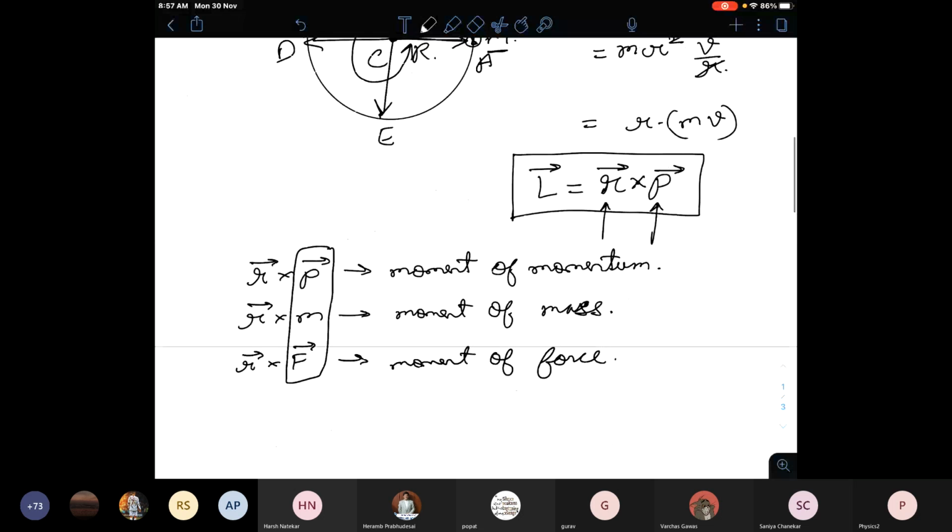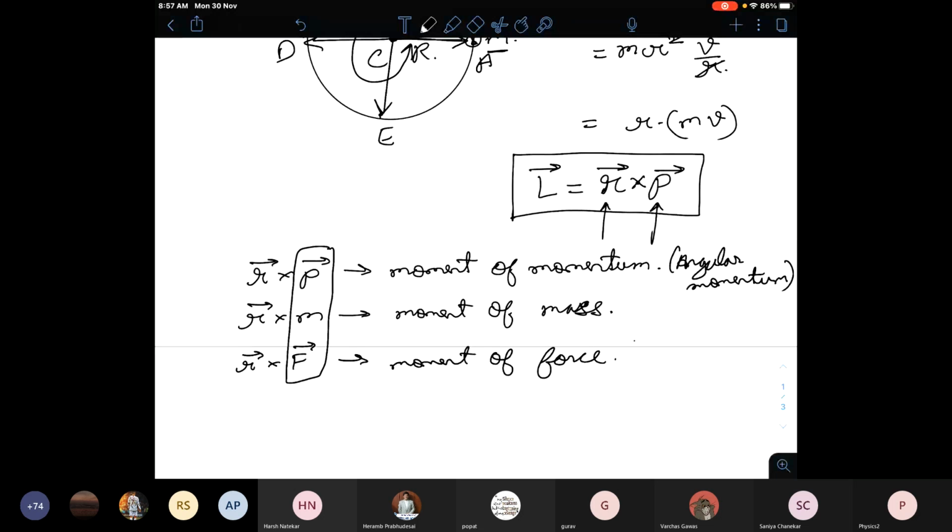So these are the basic terms used. Moment of momentum is called angular momentum. Just a minute, let me write this. Moment of momentum is called angular momentum. Moment of mass has no specific term.